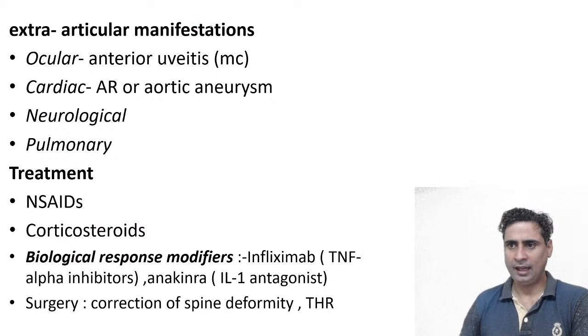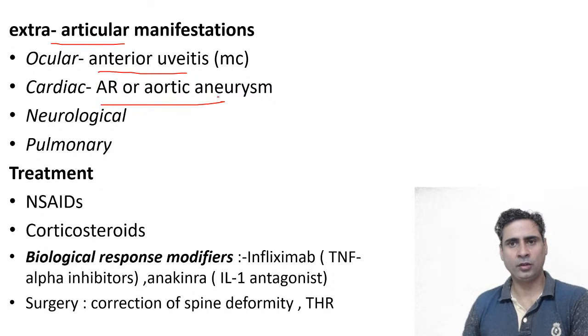Now some of the extra-articular manifestations are there. There may be anterior uveitis, aortic regurgitation or aneurysm. There may be neurological involvement, or there may be respiratory tract involvement.